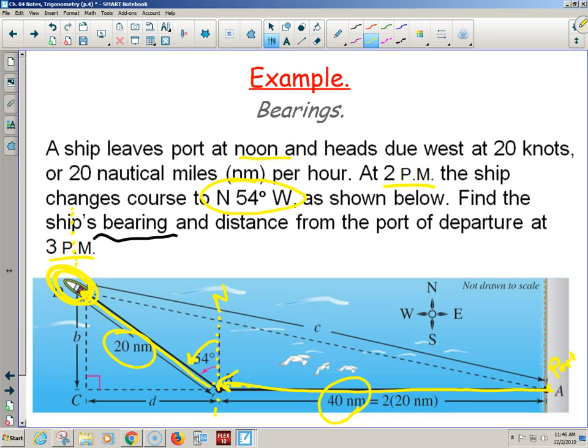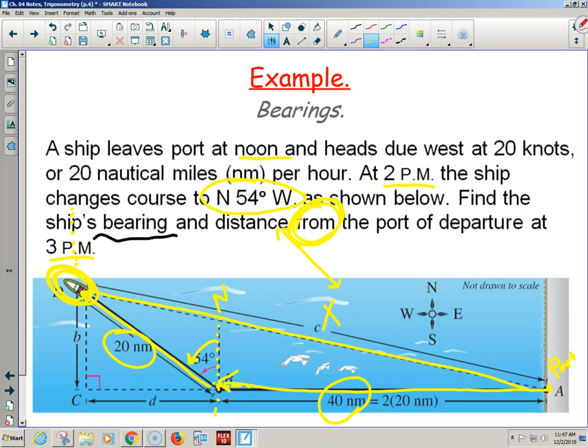The port's way over there, right? So we're trying to figure out what this is. Distance from, here we go. Awkward arrow, but that's okay. We're trying to find the distance from the port and the bearing from the port. Do you guys see that word? From?